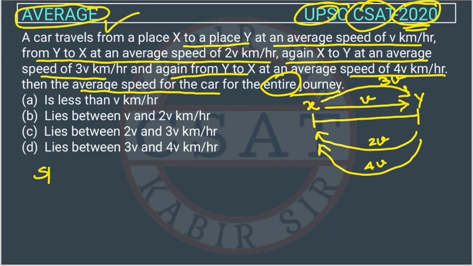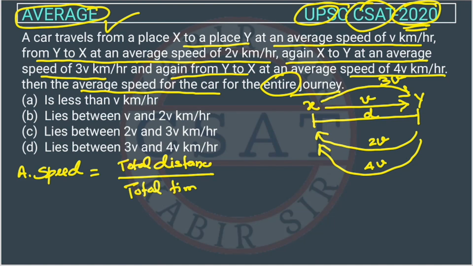So we know that the average speed for the entire journey is equal to the total distance upon total time. Suppose the distance between X and Y is D. So what is the total distance? In the first round, D distance, again the distance remains the same, D plus D plus D plus D.